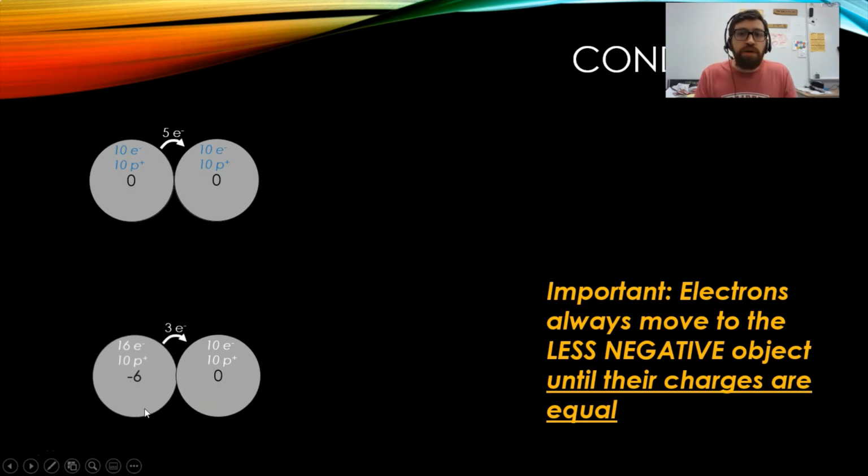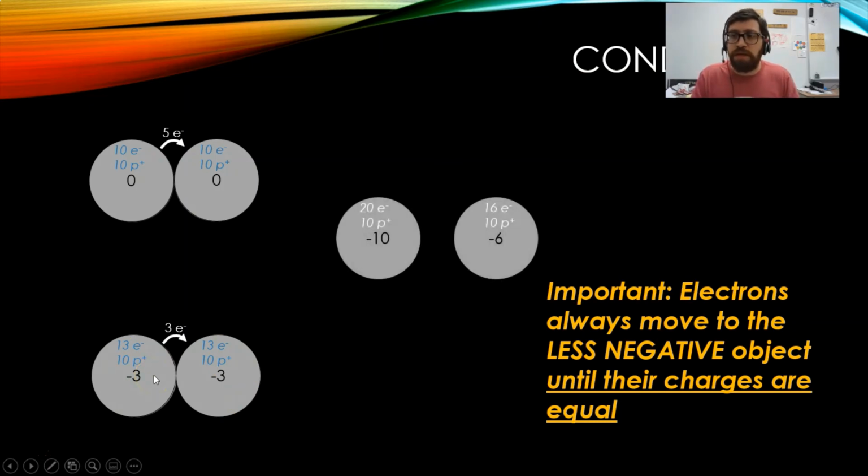So we touch the two, we get electron movement, but 3 of them move over. 3 of them move over because it's going to happen until they have the same charge, and you might have guessed that -3 is in between -6 and 0. The one on the left-hand side is going to lose those 3, and we end up with a -3 charge because it ends up with 13 electrons. This one gains 3 electrons, ends up with the same charge, 13 and 10. Notice we end up the same.